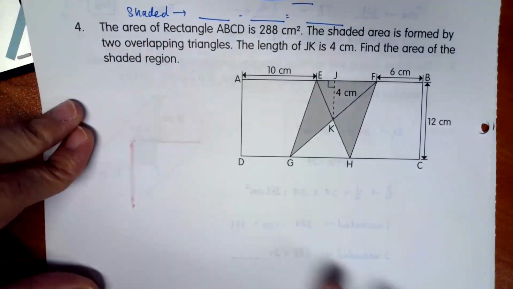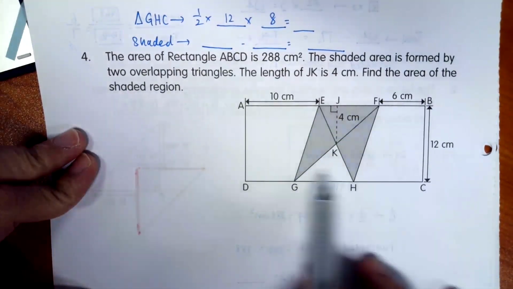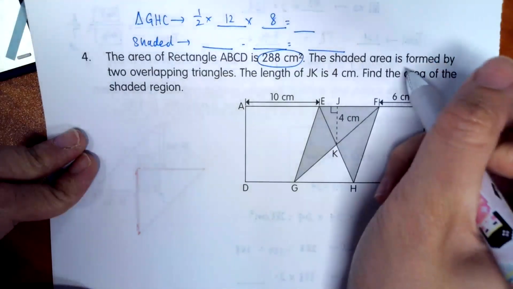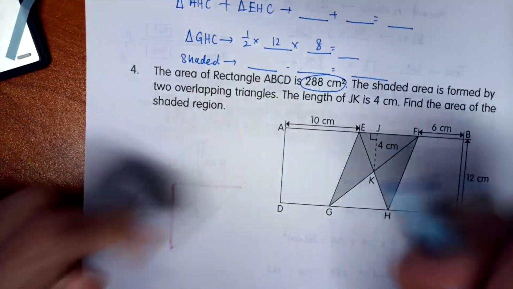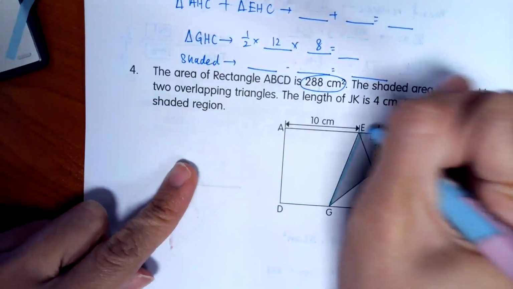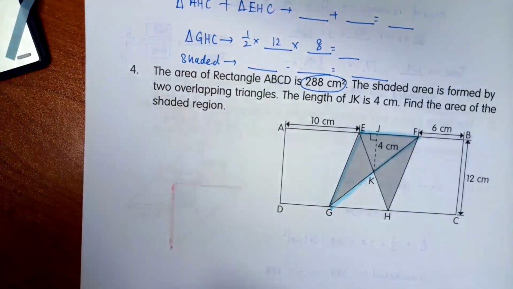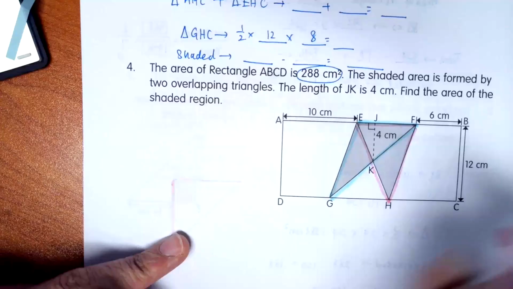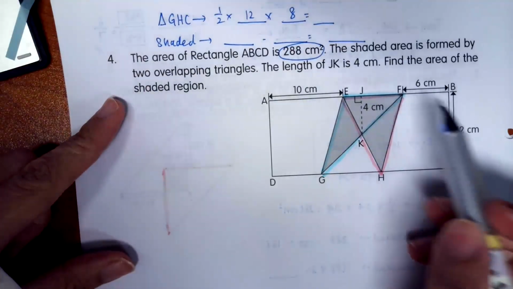For question 4, now they mentioned the area of rectangle ABCD, the whole thing, is 288 square centimeter. The shaded area is formed by two overlapping triangles. So can you see I have this one here, triangle EFG, and I also have triangle EHF. There are two triangles overlapping here. So you want to find the area of the shaded region, okay? And they mentioned that the length of JK is 4 cm. So this question 4 is very similar to this question 3.